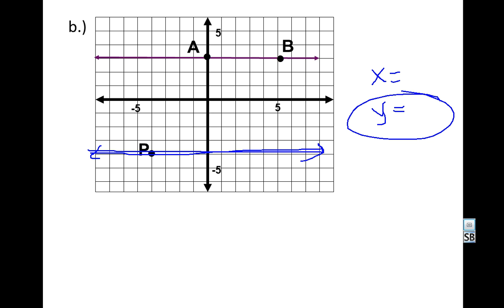Remember, it's a common mistake. A lot of people think it's x equals because it's horizontal and the x-axis is horizontal, but it's actually the contrary to that thought, right? What's the y-coordinate of every single point that's on this line right here? Basically, where does it cross the y-axis? We know that it crosses the y-axis at -4, so there's your equation. That's it.